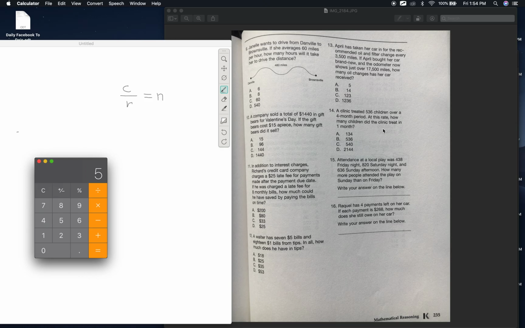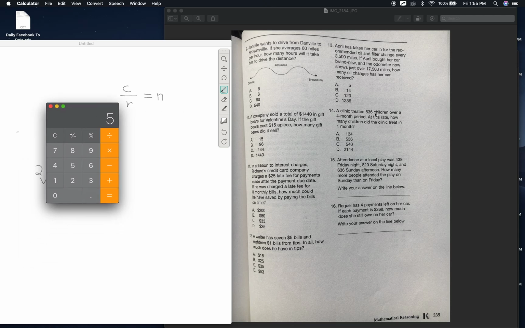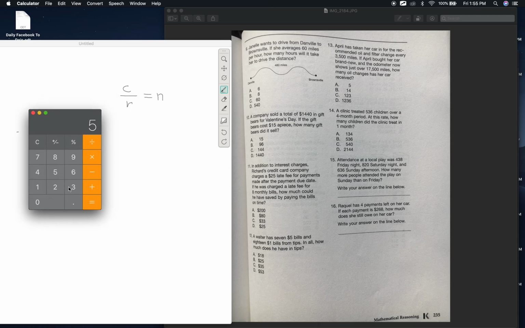A clinic treated 536 children over a 4-month period. At this rate, how many children did the clinic treat a month? So 536 total, and there are 4 months that made this number, so we want to divide them into 4 even amounts. So 536 divided by 4 equals 134. So the clinic treated approximately 134 kids a month.